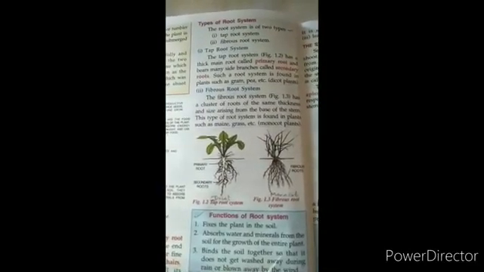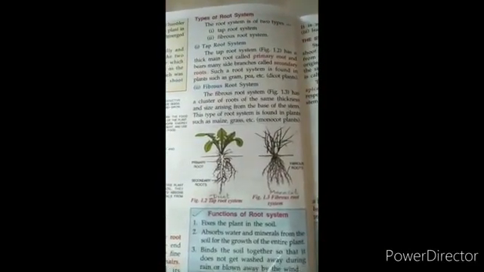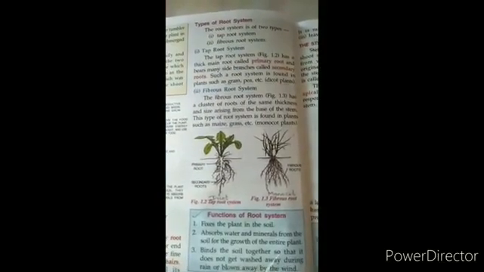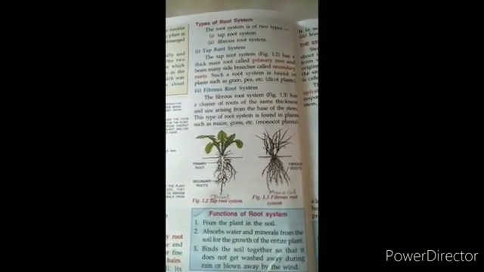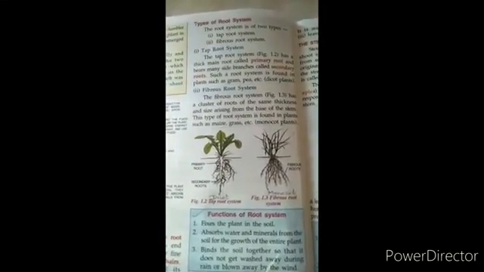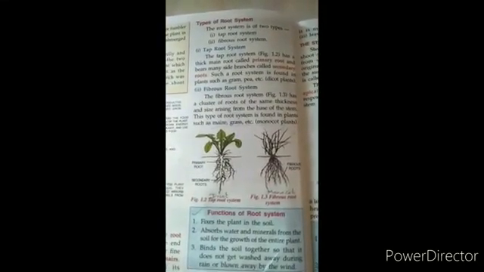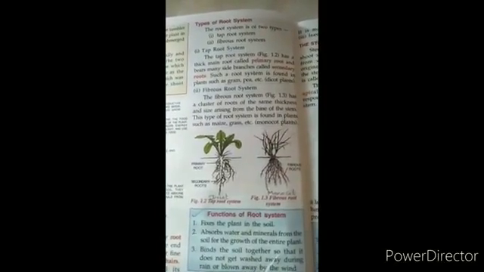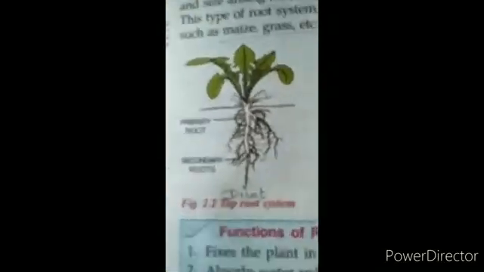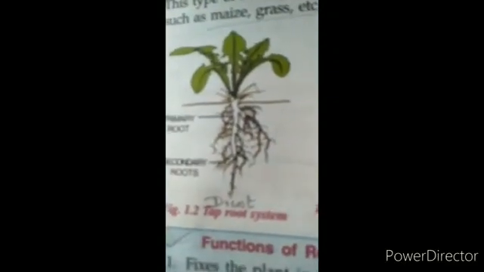And why do we call it taproot? Because in this we find that we can easily find a main root which is much thicker than the others, and it is known as the primary root, and then the ones that are branching out are known as secondary roots. And let's have a look at this taproot here clearly in this figure.